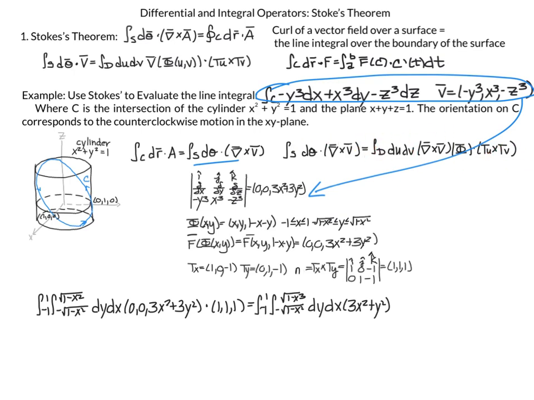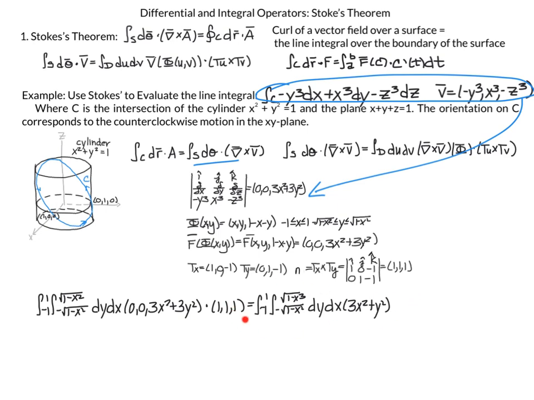So it's a double integral over the domain. x goes between -1 and 1, and y goes from negative square root of 1 minus x squared to positive square root of 1 minus x squared, dy dx. Then I need my vector field composed with my parameterization of my surface. So I get 0, 0, 3x squared plus 3y squared, and then I dot it with my normal vector, which is 1, 1, 1.